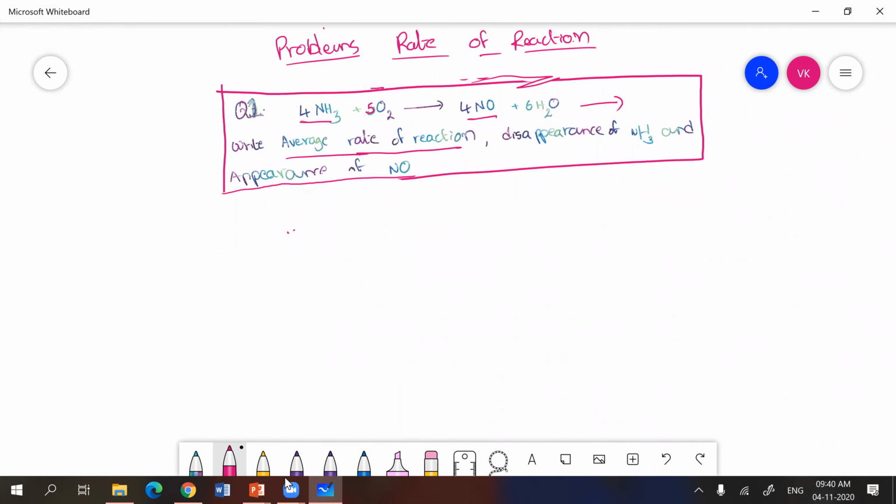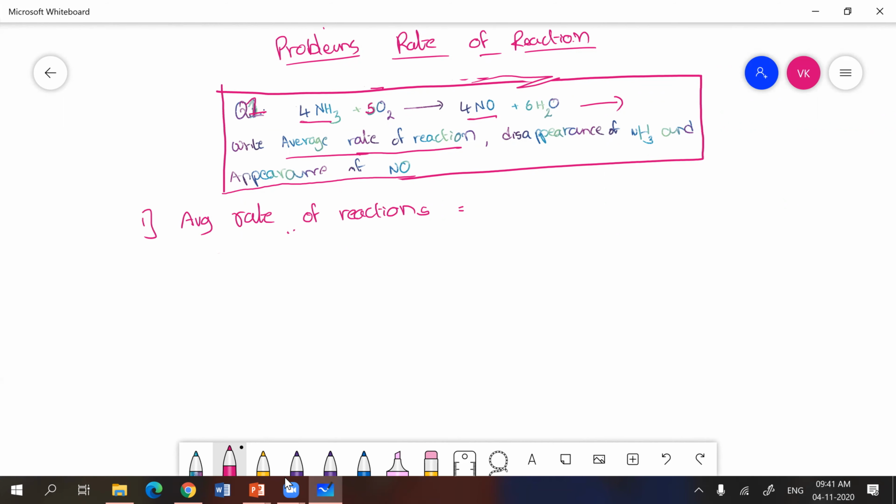Now, the first question: they gave a reaction and they are asking to write the average rate of reaction, the disappearance of ammonia and the appearance of NO. So let me explain briefly how to write the average rate of reaction. I will just explain with a normal example.